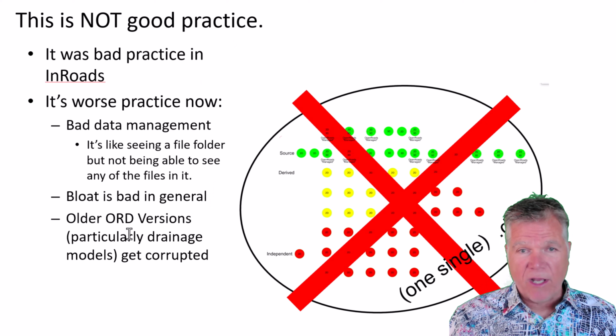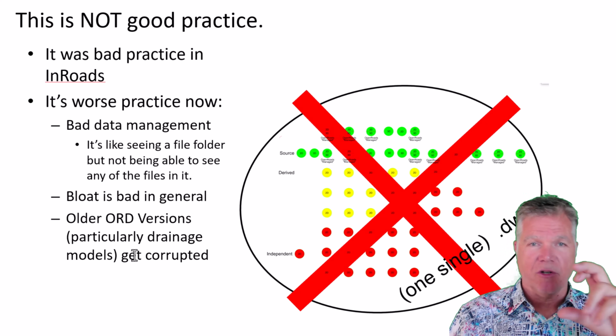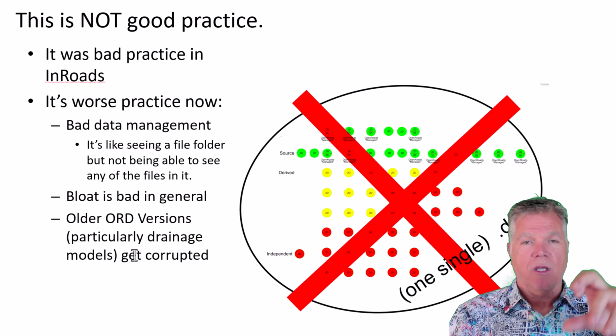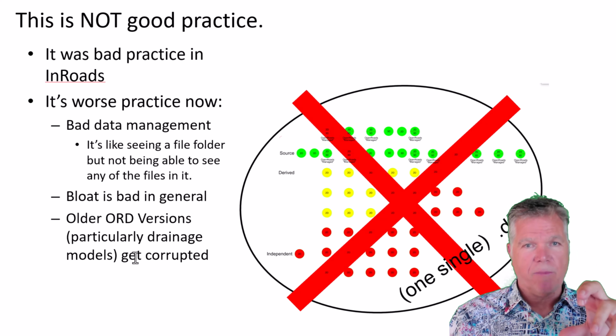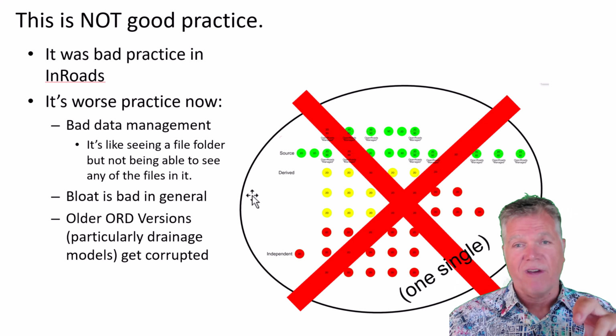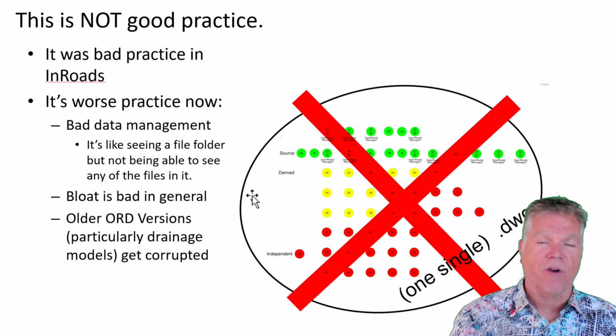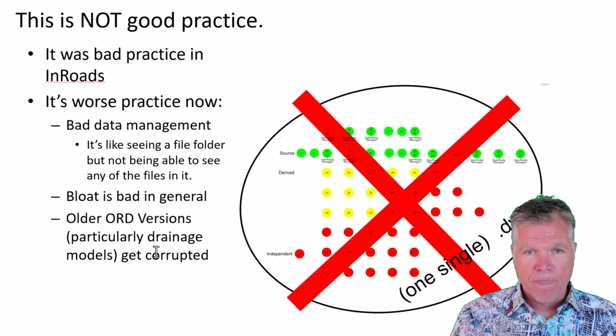And one thing I do want to point out, some old versions of ORD, particularly in the drainage, tend to get corrupted. So if you're doing an engineering model using OpenRoads in a DGN file, and that gets corrupted, and you have the entire project in that DGN file, you can't open that DGN file. You just lost access to the whole project. So that alone is reason to stay far, far away from it. And bloat is just bad in general.